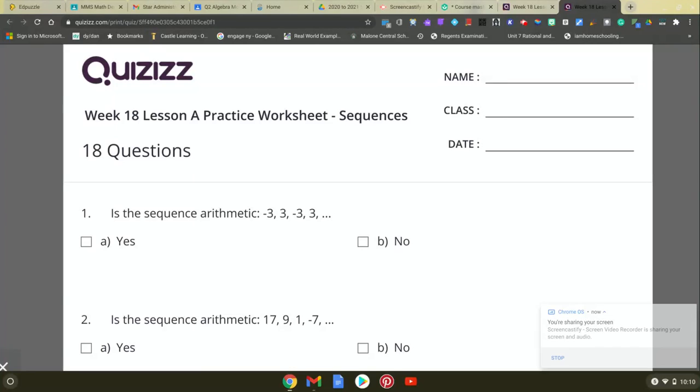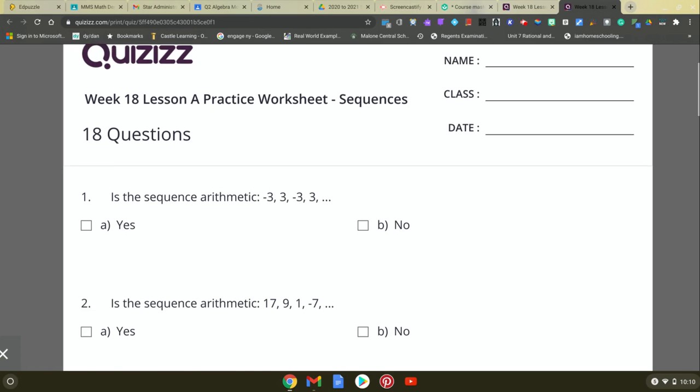Here is your practice for week 18, lesson A. We're going to just go ahead and review arithmetic and geometric sequences. Number 1, is this sequence arithmetic? We want to know if the same number is being added over and over. So 3 minus -3, -3 minus 3, 3 minus -3 will let you know, if you type those in your calculator, if the same number is being produced each time.